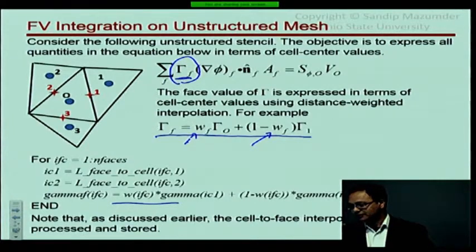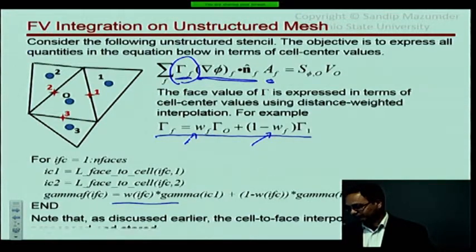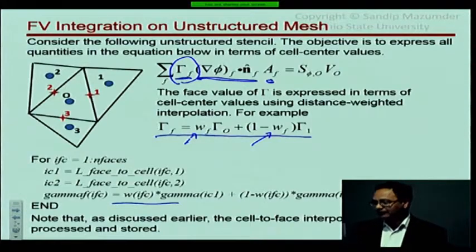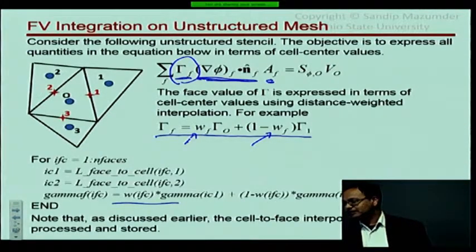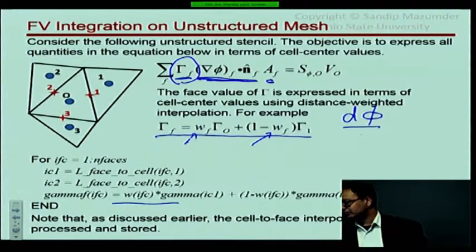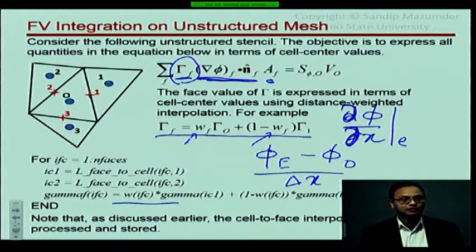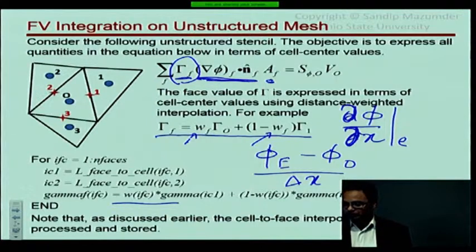Next task is how do we approximate that? Area of face we already know, so that's not a problem. So in our finite volume formulation, if you go back and think about your Cartesian mesh, this became, on the eastern face, for example, well, I should write partial derivatives, d phi dx at the eastern face. Then we did Taylor series expansions, and it became phi east minus phi naught divided by delta x. That's what it became. So in other words, what we're trying to do is write this in terms of nodal values or cell center values.